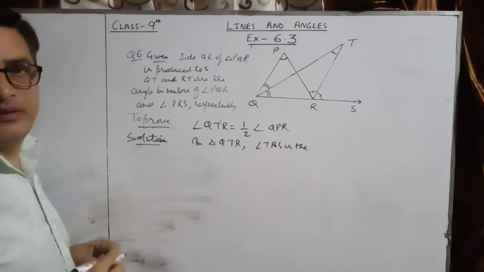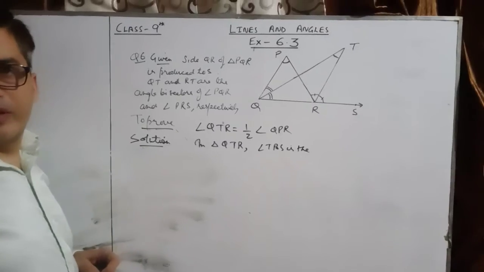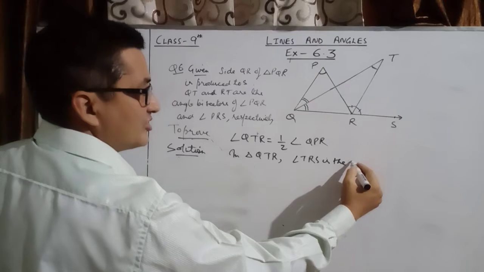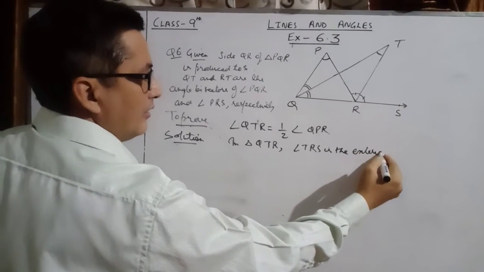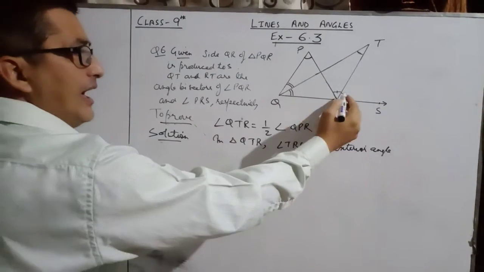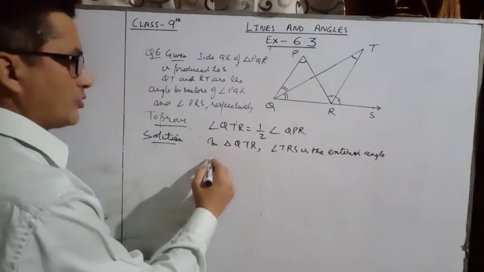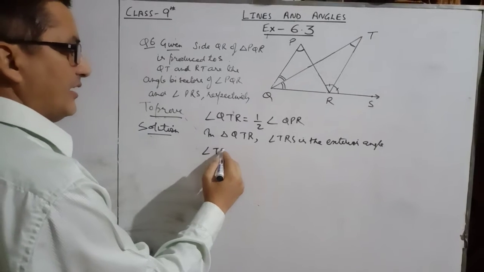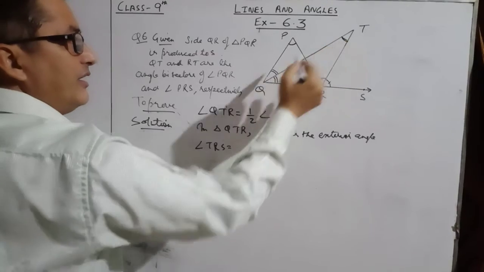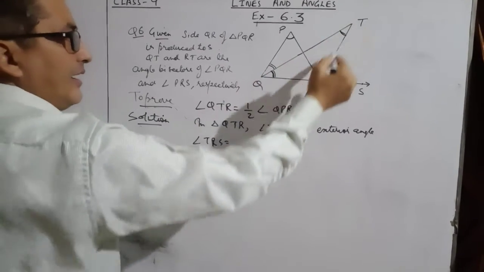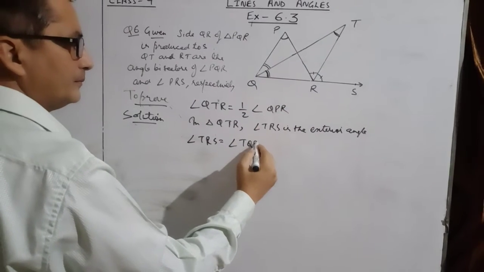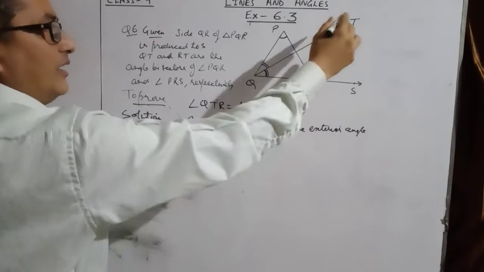TRS is the exterior angle. Now we know the property that the exterior angle of a triangle is always equal to, that is, angle TRS will be equal to what? It is equal to the sum of interior opposite angles. So angle TRS will be equal to angle TQR plus angle QTR.